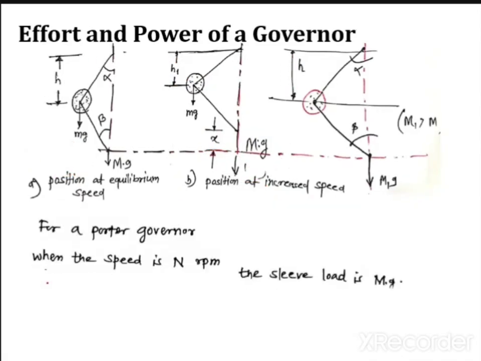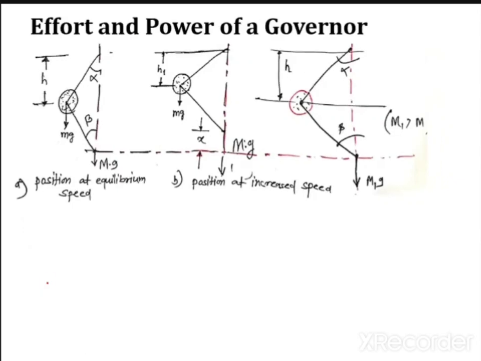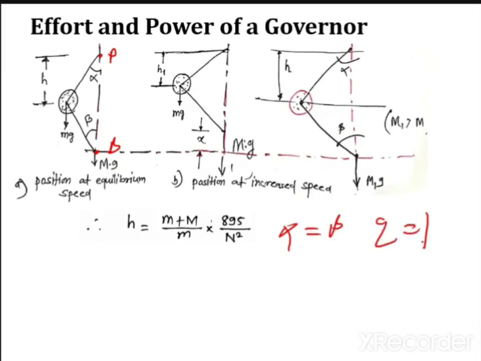Now for the Porter governor, let us say what is the formula. Let us assume that now this is the point. Now you know that this point P and this point B are on one line, that is they are lying on the governor axis, and on the governor axis alpha is equal to beta and q is equal to 1. So when such is the case, what does the formula become? h is equal to (capital M plus small m) divided by small m into 895 upon N square. Okay, so this is the formula we already have. I will consider this formula.